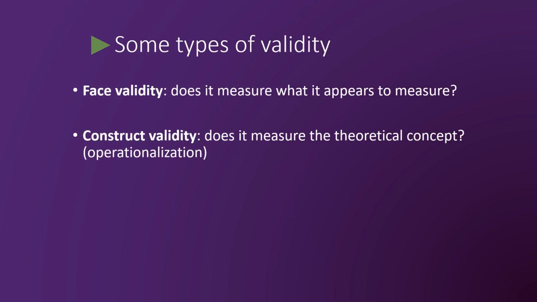You'll see in the literature that there's many different types of validity. They have names and all that. The book that we have referred you to also lists a whole bunch of them. Two important ones, though, that I'd like you to remember are face validity. In other words, does it measure what it appears to measure on face value? And the second one is construct validity. Does it measure the theoretical concept? So is it a good operationalization of the thing that we say that we are measuring?